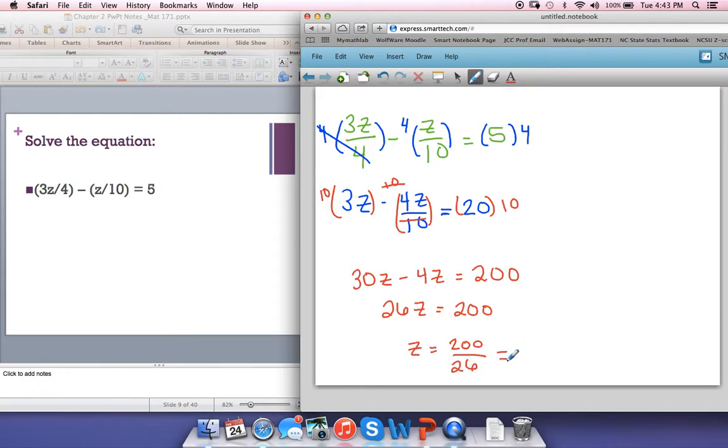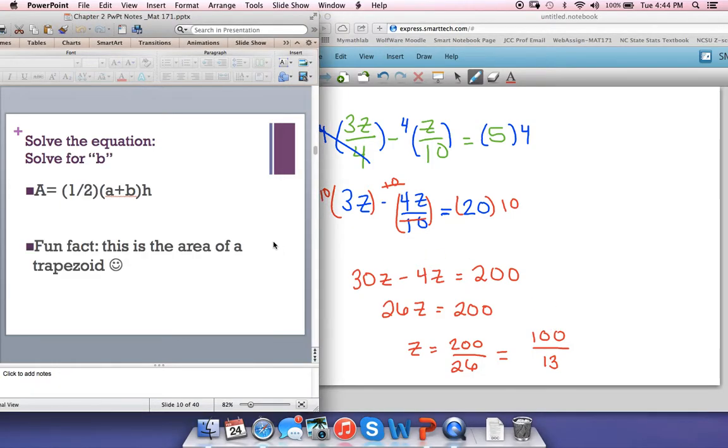And now we could obviously reduce that. I don't have my calculator on hand, but let's see. 200 divided by 2 would be 100. 26 divided by 2 would be 13, and I don't think that's going to reduce anymore. That should be our final solution right there. Okay? All right, we're nearing the end.